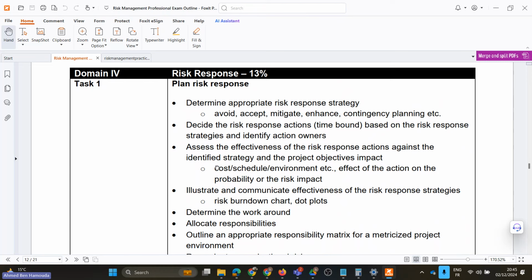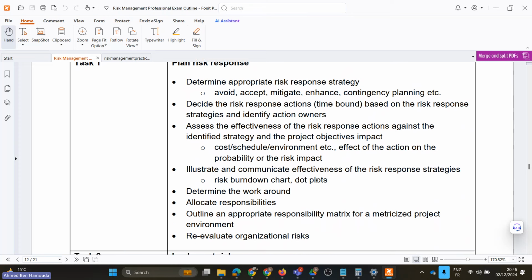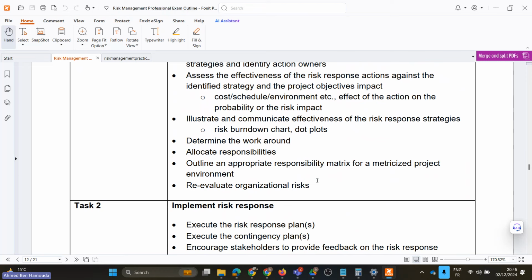against the identified strategy, and determine the impact on the cost, on the schedule, and the environment, and the effect of the actions on the probability or the risk impact. Did you manage to decrease the probability of occurrence, or try to decrease the potential impact if it happens? Okay. How to effectively communicate about the actions we're taking towards the risks.